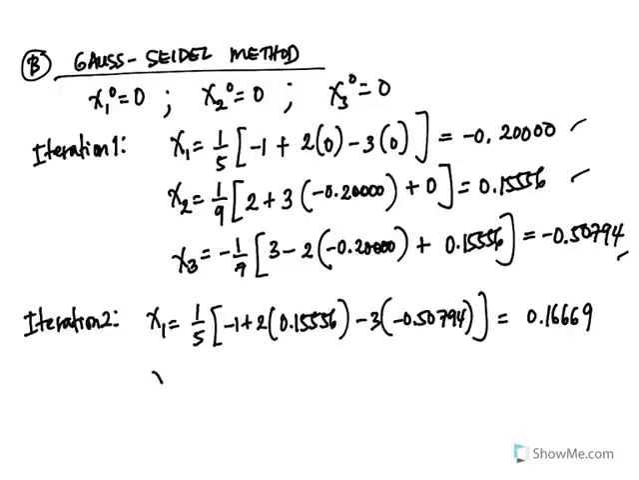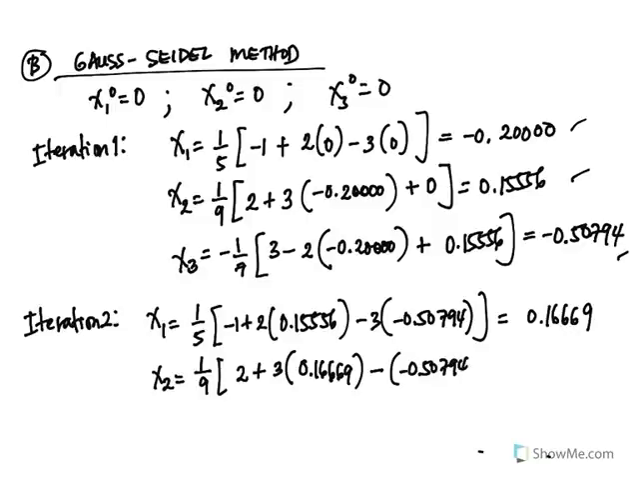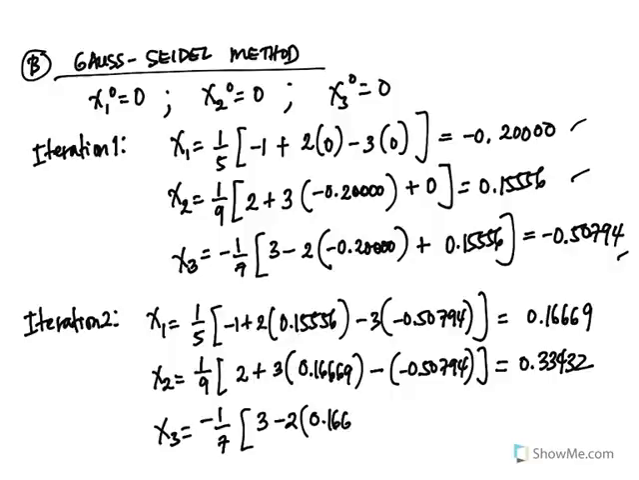And then for x2, sa second iteration natin, 1 over 9 times 2 plus 3 times your x1. So, gamitin mo na si 0.16669. And then, minus x3. So, si x3, yung ating value doon sa iteration 1, negative 0.50794. This gives you 0.33432. And then, for x3, that will be negative 1 over 7 times 3 minus 2 times x1, so 0.16669, plus x2. So, gagamitin na natin si 0.33432, which gives us negative 0.42862.